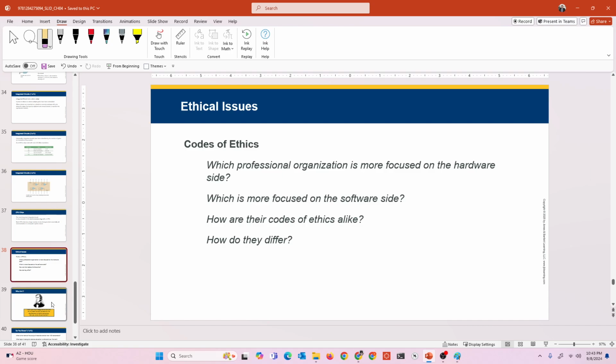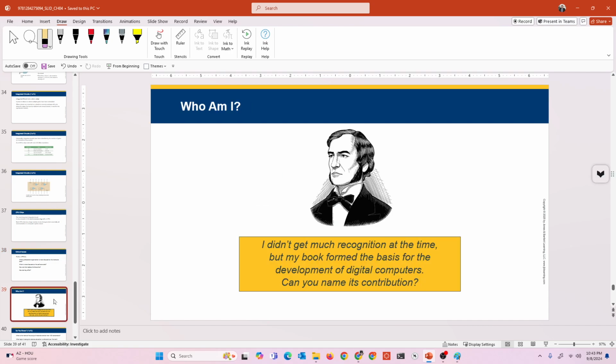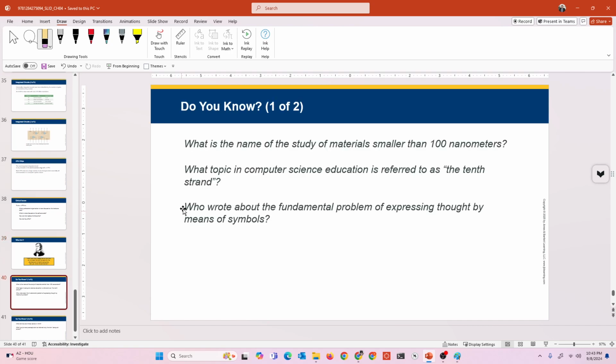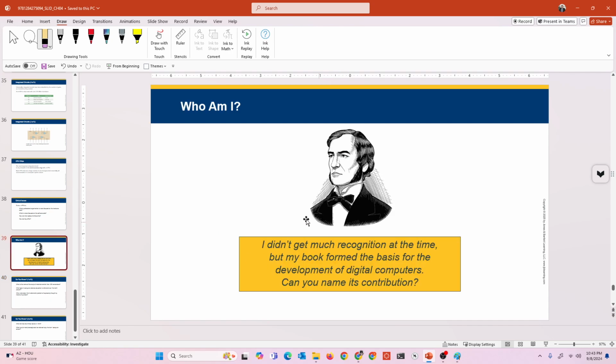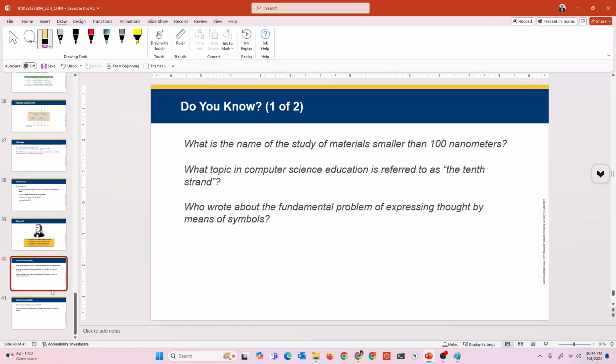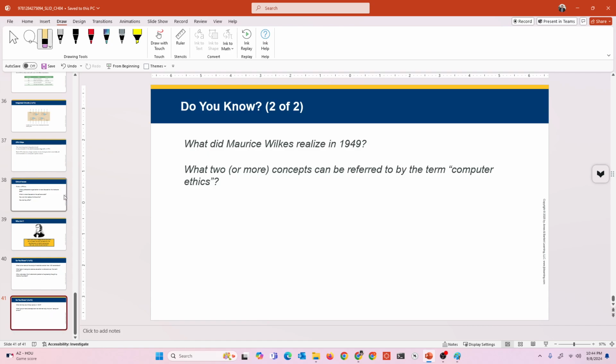Ethical issues. So this is basically the end of this chapter. I'll let you go over this stuff. I generally don't talk too much about this because I'm a scientist and history and personalities interest me the least. Let's just say that.